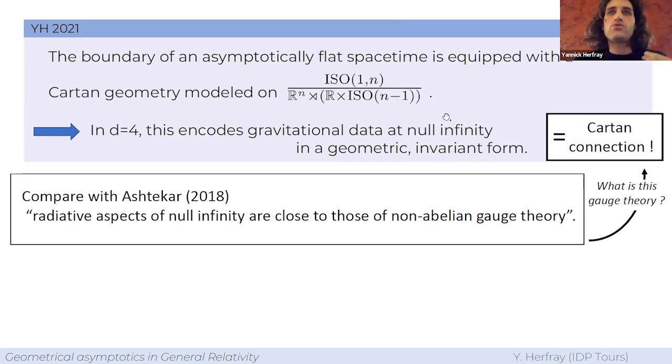So it's very non-standard, in the sense that it's a Cartan connection for these homogeneous spaces, which is not something classical. Geometrizing, in a completely invariant form, gravitational radiation as seen from the point of view of the boundary.